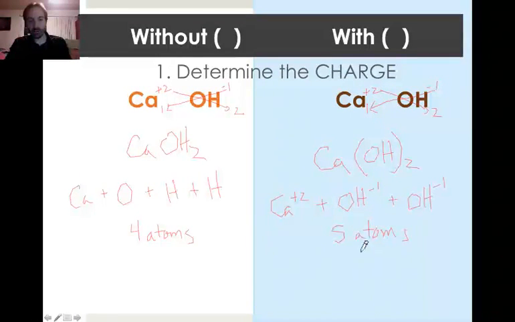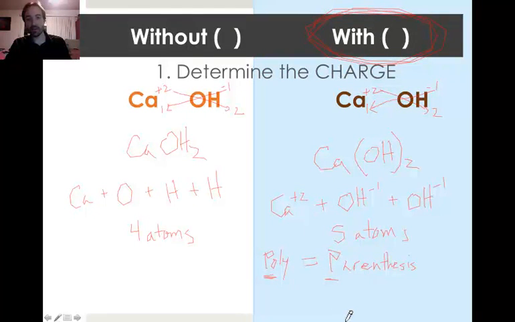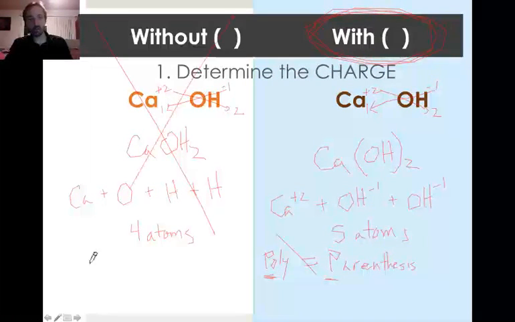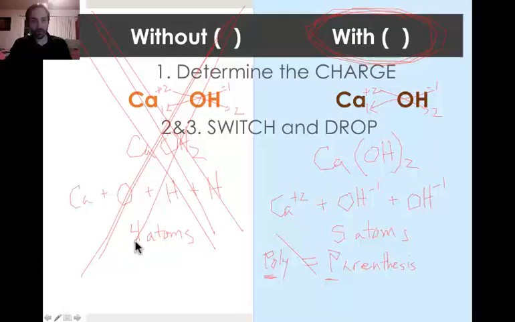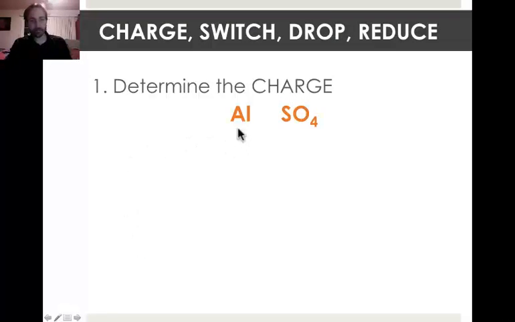So it turns out that if you have a polyatomic in your formula, and there's more than one of it, you must use parentheses. Just think poly, meaning polyatomic, equals parentheses. So the P in poly stands for parentheses when it comes down to the formula. Do not do it this way. Do not forget your parentheses. Alright, so let's look at some examples.